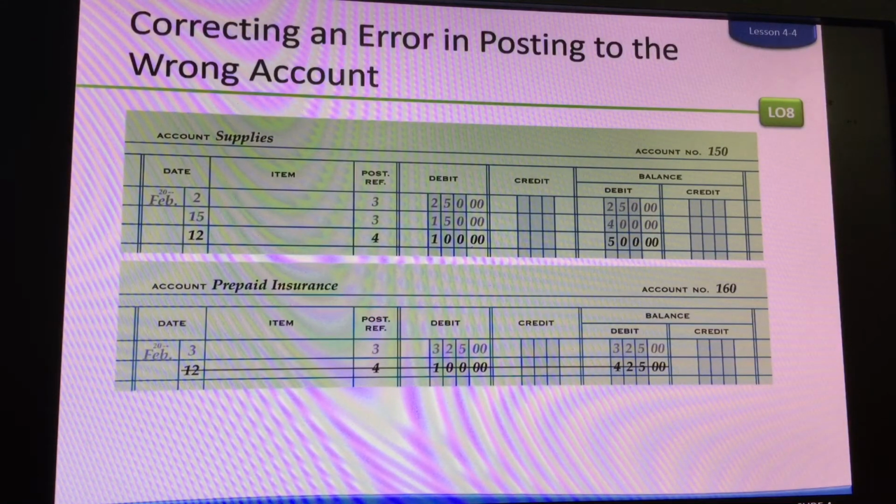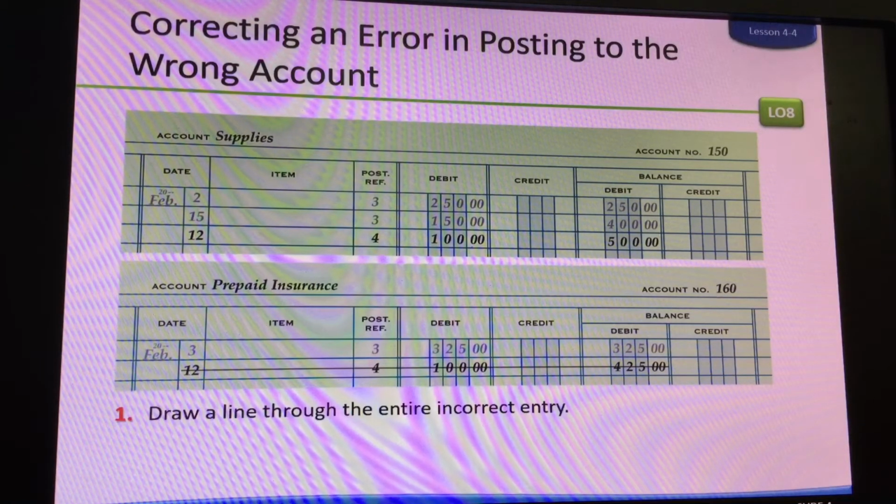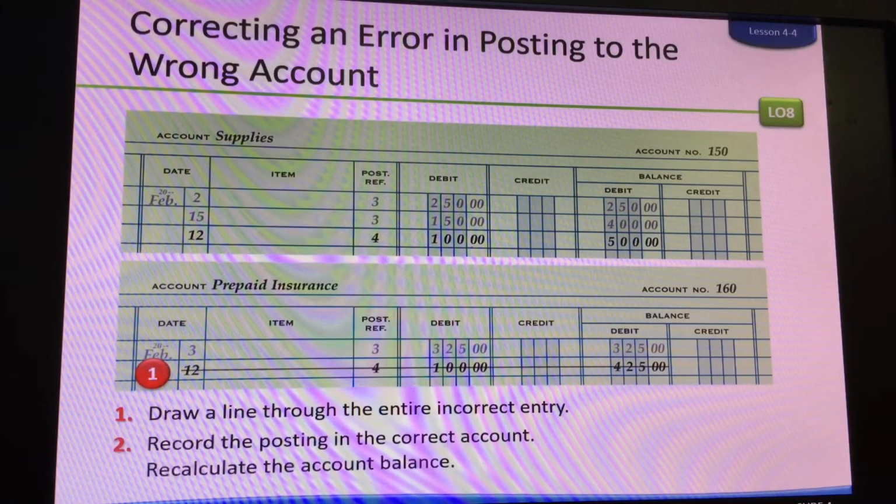There are going to be some instances where you will cross out an error that was done. So this is an example where I put a $100 debit on my prepaid insurance when it should have been a $100 debit on my supplies. All you do is draw a line through the entire incorrect entry, record the posting in the correct amount, and recalculate the balance.